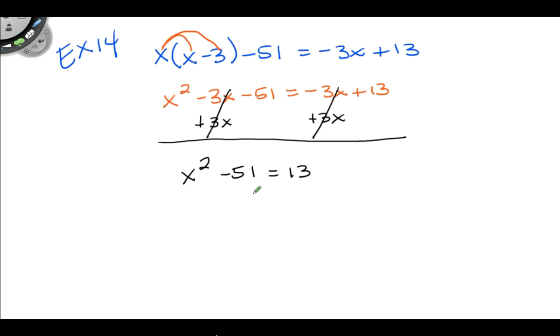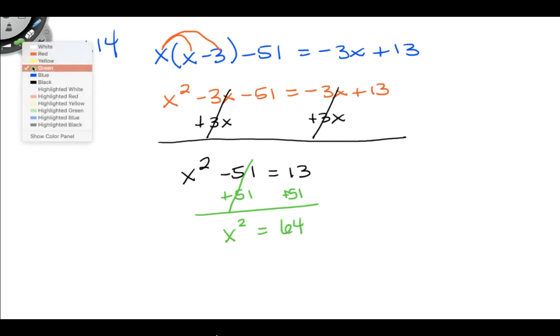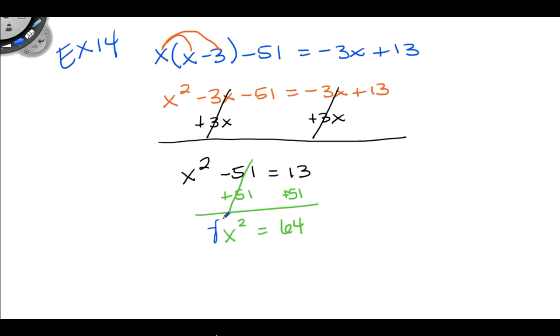So I'm going to take the opposite sign. So instead of subtracting 51, I'm going to add 51. These zero out, so they cancel. Drop down your x squared, and now we're going to add these up. So 13 plus 51 is 64. Now to finish this off, we need to take the square root of both. The square root of x squared is x, and the square root of 64 is 8. And that is your final answer.